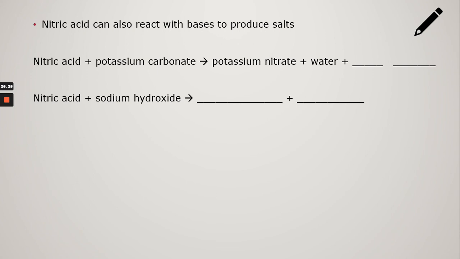Okay, right, a couple more equations in, because we've looked at reactions of ammonia or ammonium hydroxide in neutralization reactions, but nitric acid can also react with bases to produce salts. So we've got 2 examples: nitric acid plus potassium carbonate, just a nice simple neutralization reaction of an acid with a metal carbonate, and that produces a salt called potassium nitrate.